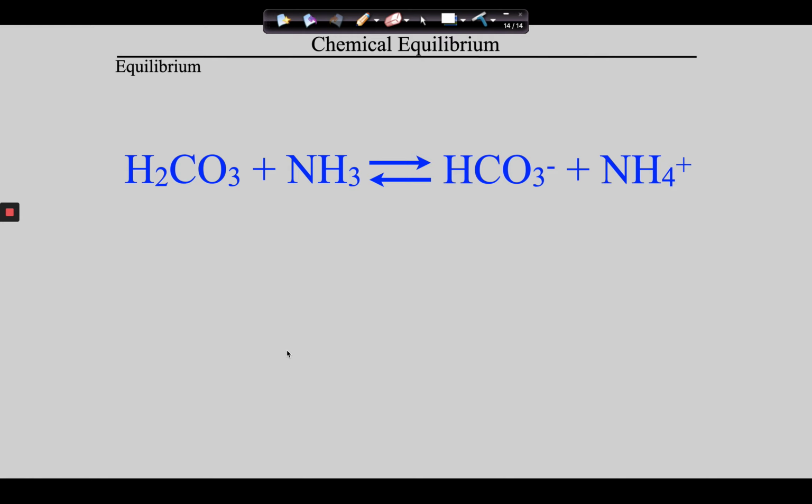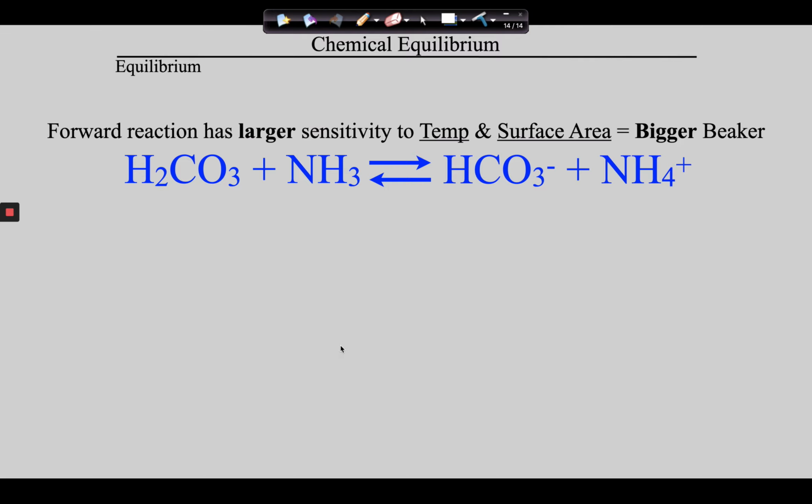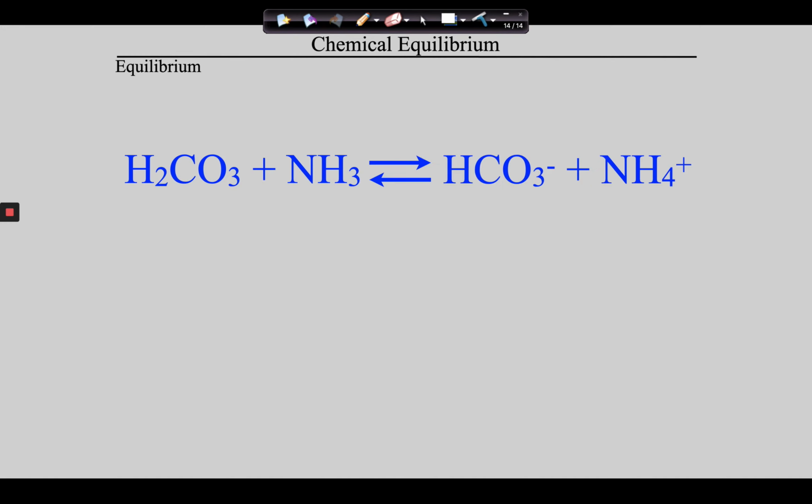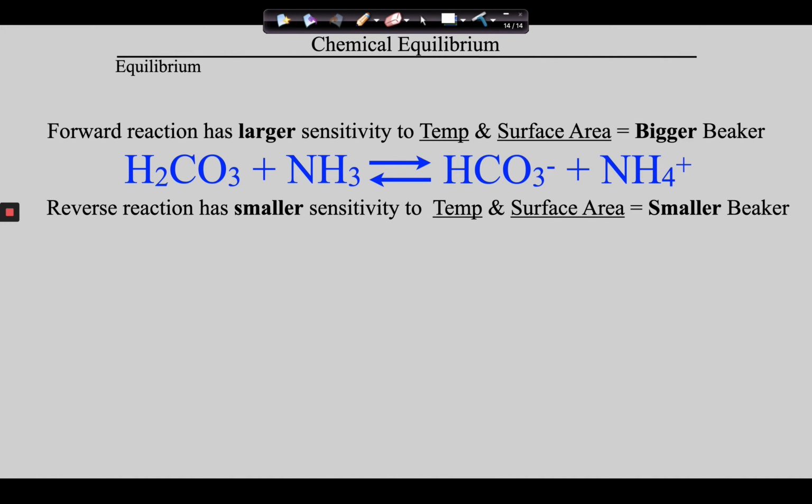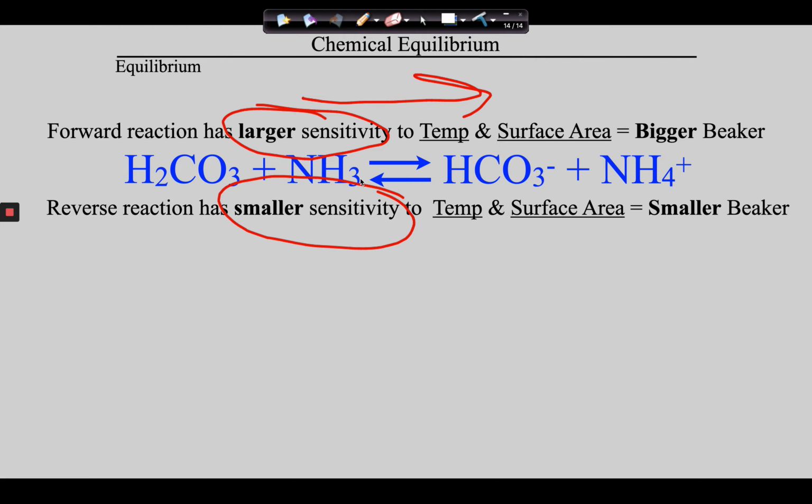So this is actually what's going on. We've talked about this reaction, and we've understood that this is an actual example of a reaction that is an equilibrium process. It goes forward and back. Now, guys, when this reaction actually takes place, it turns out that the forward reaction has a larger sensitivity to temperature and surface area, and the reverse reaction has a smaller sensitivity to temperature and surface area.